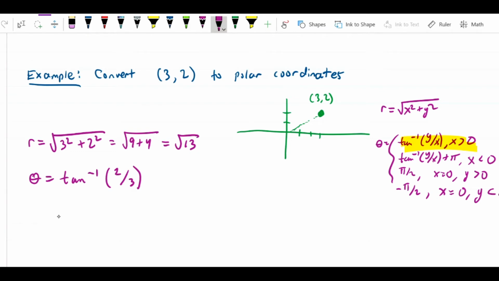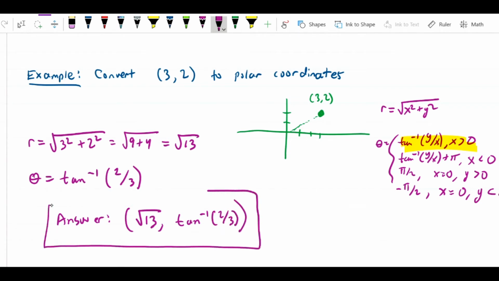So the answer is going to be square root of 13, that's the r, and arctangent of 2/3, that's the theta. Just to be clear, this should be reviewed from Calculus 1, but the inverse trig functions do give you angles. So arctangent of some ratio should be correctly understood as an angle. So this does meet the format that we're looking for.